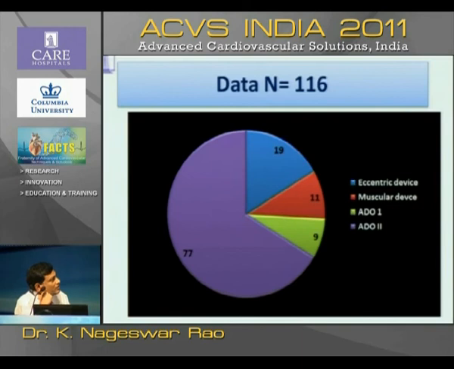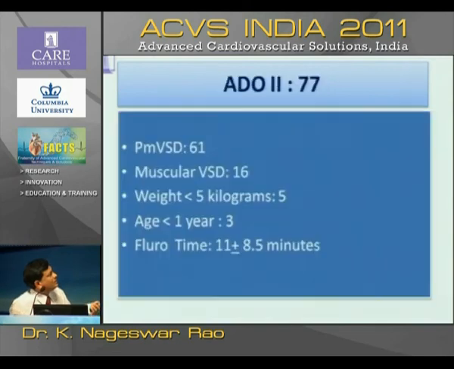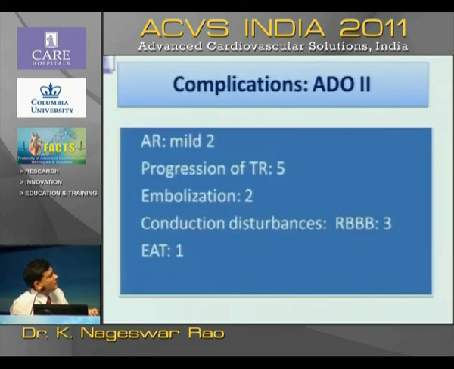Amplatzer duct occluder, first generation. Now we are doing a lot of second generation devices, of which 61 are membranous, 16 are muscular, and we have performed closure in patients less than 1 year and less than 5 kilograms. Mean fluoroscopy time is 11 plus or minus 8.5 minutes. As low as 4 minutes is anticipated in most of the cases.